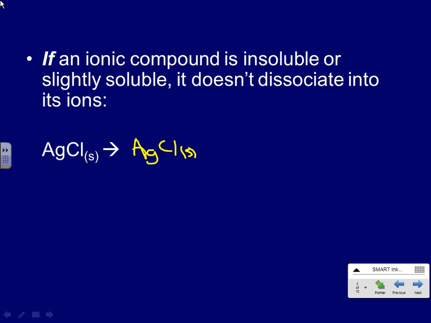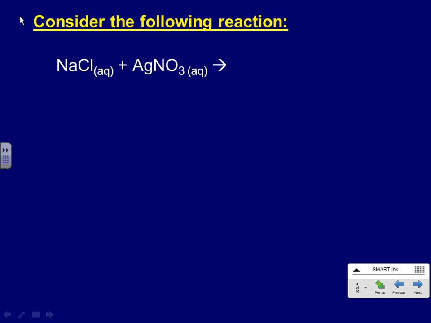Okay, so now that we have recalled how to determine whether it's aqueous, and also recalled that if it is aqueous, it breaks apart with its ions, we're ready to now look at something like double displacement on an ion by ion basis instead of just trading partners. Okay, so consider the following reaction.